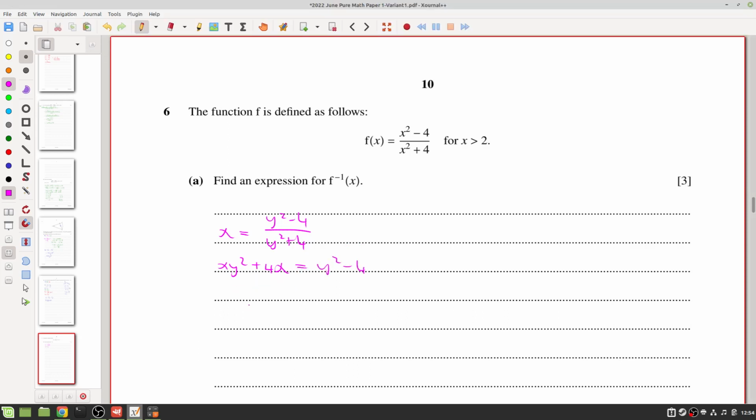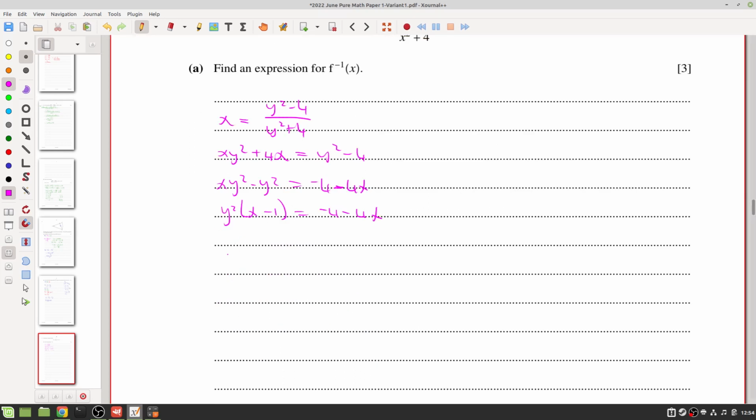Now we want to collect all the y terms on one side. So we'll have xy squared minus y squared equals negative 4 minus 4x. And then factor out y squared. We're left with x minus 1 equals negative 4 minus 4x. And then we'll divide by the x minus 1. So y squared equals negative 4 minus 4x over x minus 1.